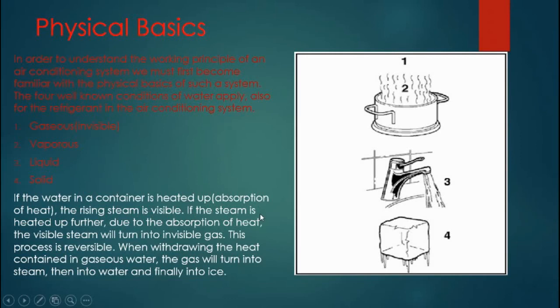If the steam is heated up further due to the absorption of heat, the visible steam will turn into invisible gas. This process is reversible. When withdrawing the heat contained in the gaseous water, the gas will turn into steam, then into water, and finally into ice. So on the basis of these four conditions, our AC system works.